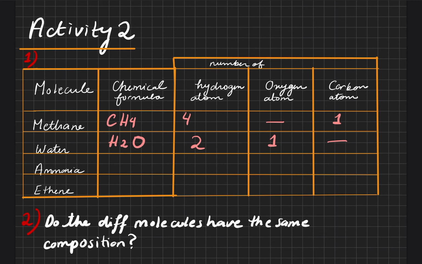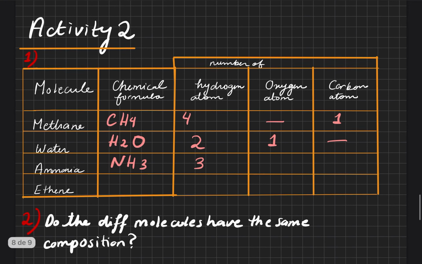Also, let's go to ammonia. The chemical formula of ammonia is NH3. How many hydrogen atoms do we have? Again, hydrogen has the subscript here, which is 3. So we have 3 hydrogen atoms. Do we have any oxygen? No. Do we have any carbon? No. But we have this N here.